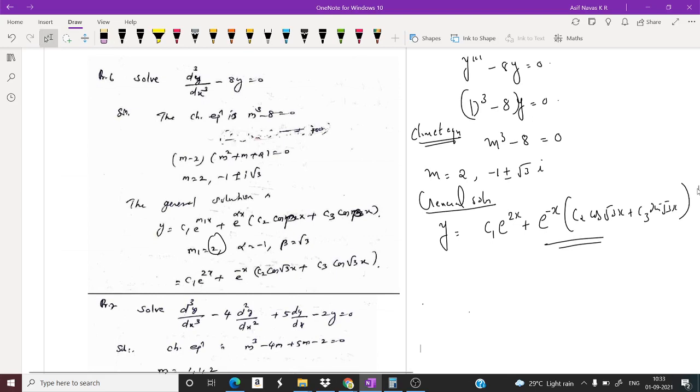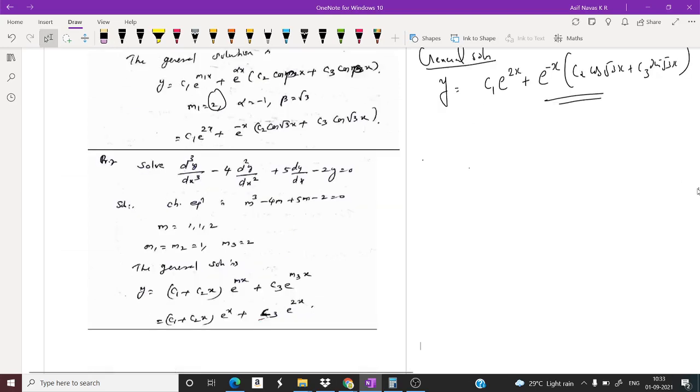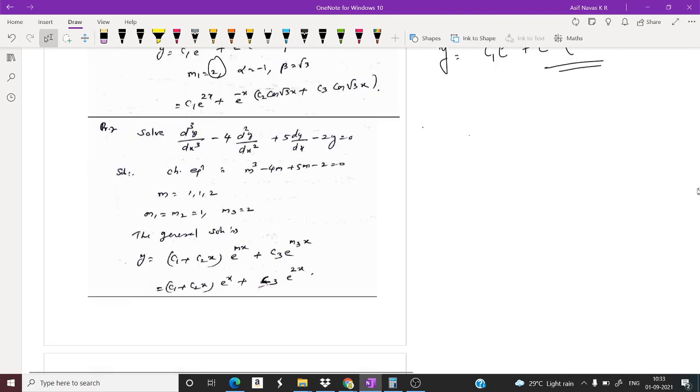Any other problem? Okay. That is also a direct problem. Here in this problem, you just check it. Roots are 1, 1 and 2. That means there is a repeated root. So the solution becomes y equal to c1 plus c2 x times e raised to x, plus c3 e raised to 2x. So that's also a direct problem.